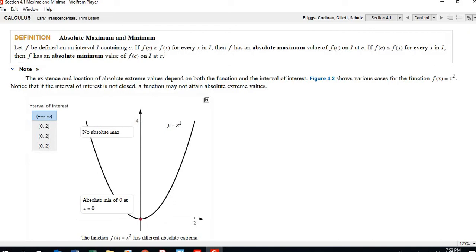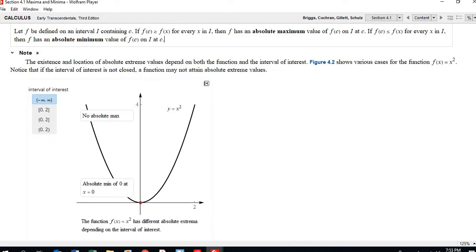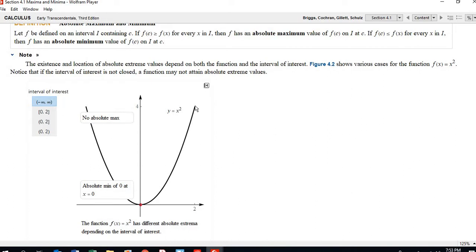If you take a look, for example, at this function here, this is the graph of x squared. As you know, the sides of the parabola go on forever. So on the interval of negative infinity to infinity, the entire domain, there's no absolute maximum because it goes on forever, but there is an absolute minimum of 0, because when x equals 0, y equals 0, and that is the very lowest point on the graph, the very smallest value of y that your function x squared ever attains. It's always greater than or equal to 0.